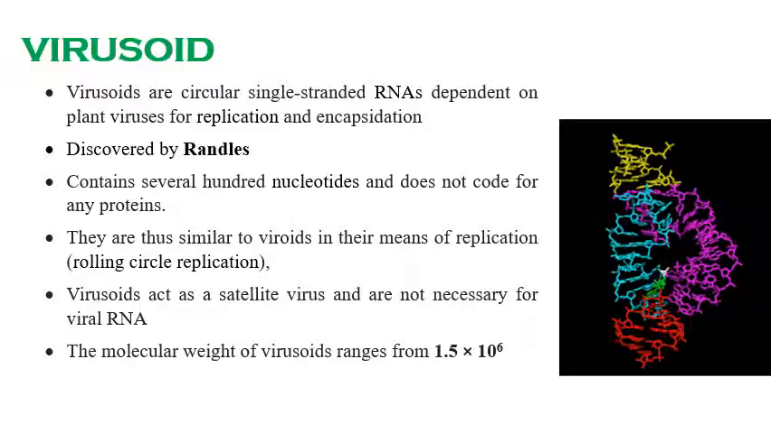It is almost similar to viroids in its replication mechanism. Viroids are replicated by means of a rolling circle mechanism, whereas virusoids also replicate by means of a rolling circle mechanism. Almost the same in replication, but there are slight changes. Virusoids act as satellite viruses and are not necessary for viral RNA. A few times virusoids act as satellite RNA, which means it needs another virus for infection. They act as helpers to other viruses sometimes for infection. The molecular weight ranges from 1.5 to 10 to the power of 6 Dalton.